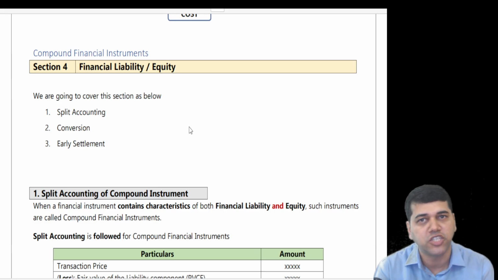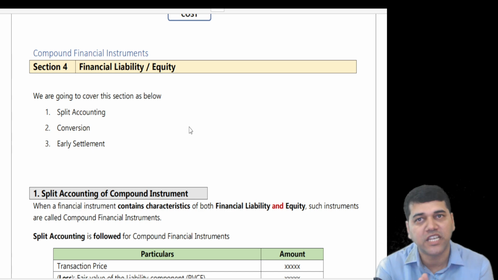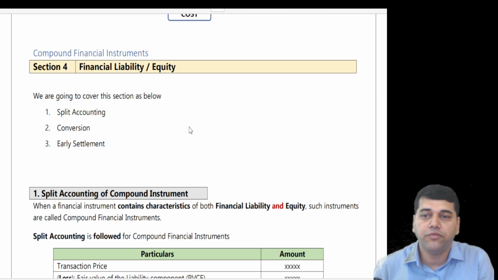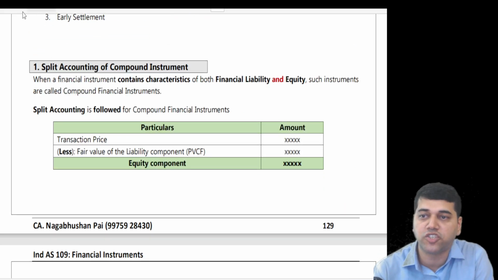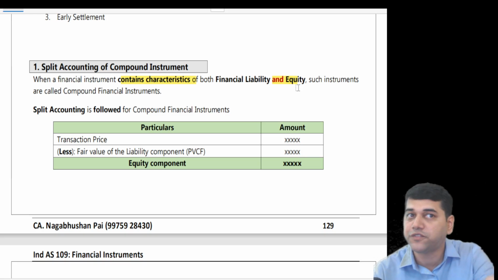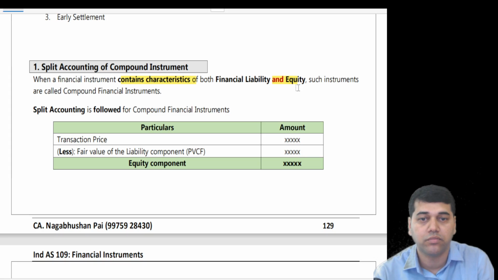It is a financial instrument where two components are mixed together, where one leg is a financial liability and another is the equity. That's why it's called a compound. Compound means mixture. Now we are going to talk about the split accounting. So when a financial instrument has the characteristics of liability and equity, that means it will pass the fixed for fixed test. At the same time, there is a liability also for you. Then you call it a compound financial instrument.